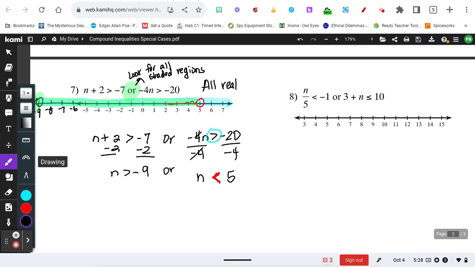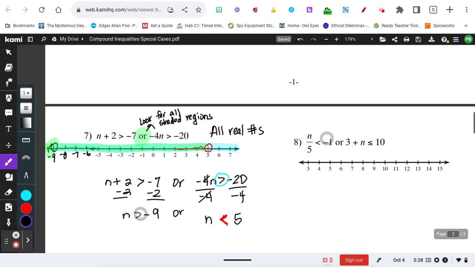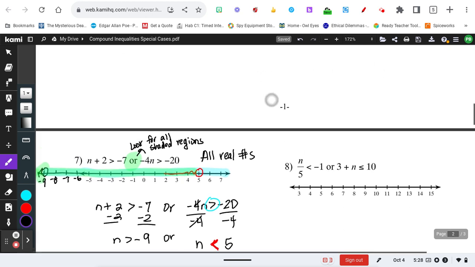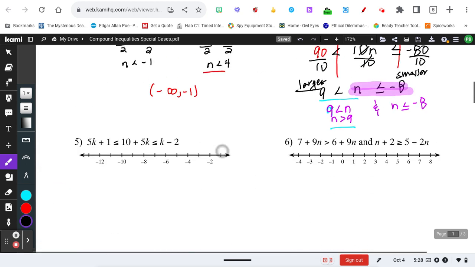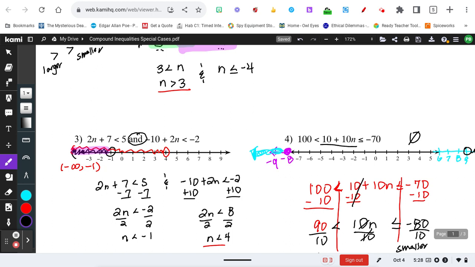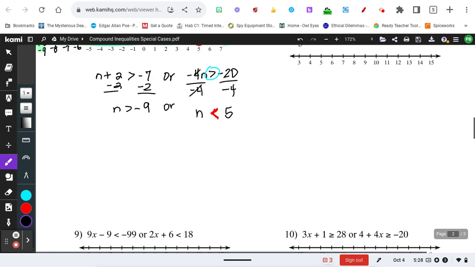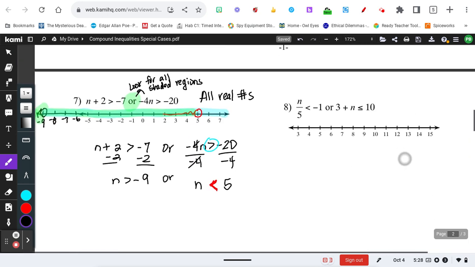Let me separate so the number symbols don't look like an L. Okay, all real numbers. Okay, but keep in mind, for or you're just looking for all shaded regions. For and, you're looking for the overlapped region or regions. Okay, let's take a look at 8.